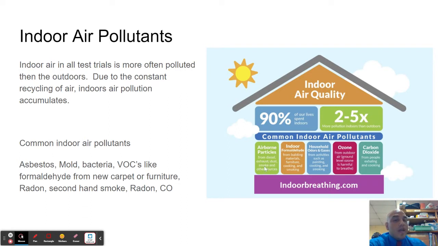All right. We have airborne particles like diesel exhaust, dust, smoke, and other sources. Indoor formaldehyde, that's going to come from furniture, carpets, and things like that. We have household odors like painting and cooking and smoking. Okay, ozone, which we've talked about before, like tropospheric ozone, and carbon dioxide, which is going to come from combustion. Understand that it also comes from regular respiration, exhalation. Okay, and those are some of your indoor air pollutants.